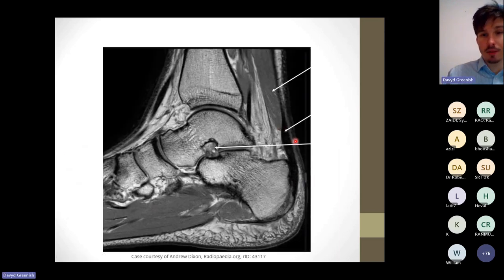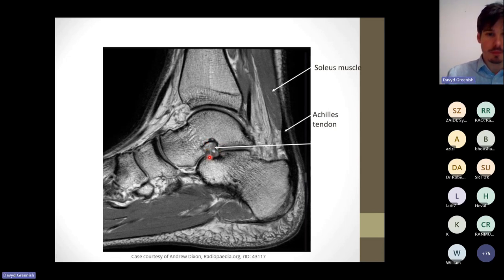I think we've seen this one before. Obviously, this is the Achilles, but what's sitting just anterior to the Achilles here? Yep, soleus. Well done, guys. Lots of participation. That's great.